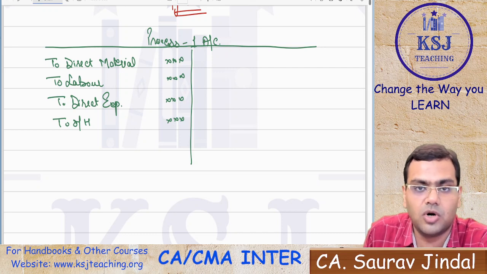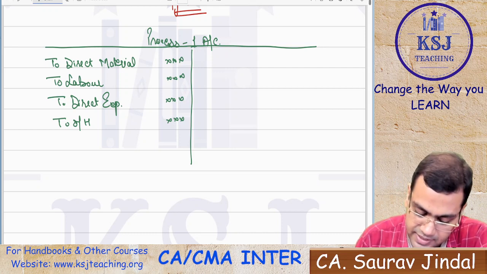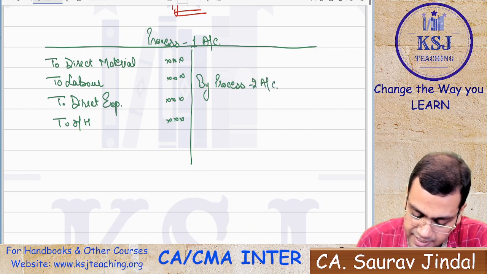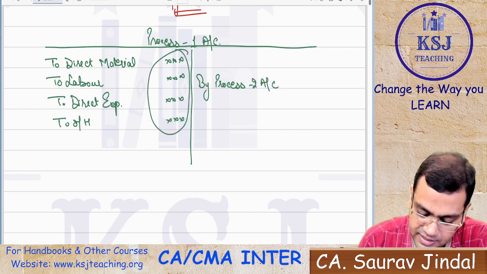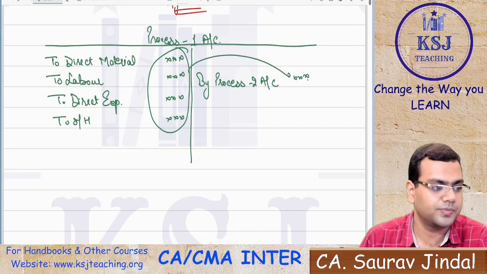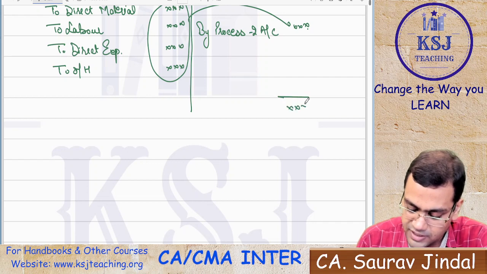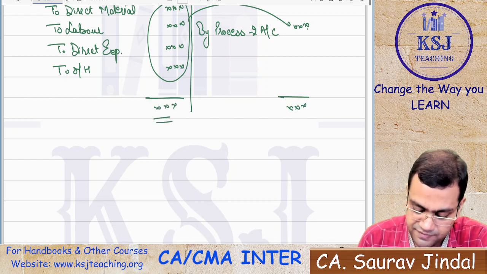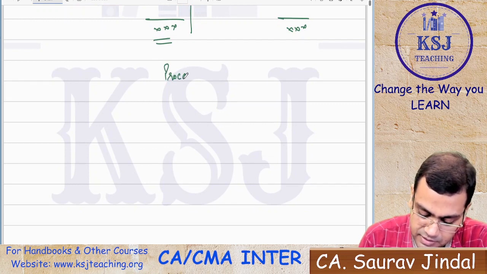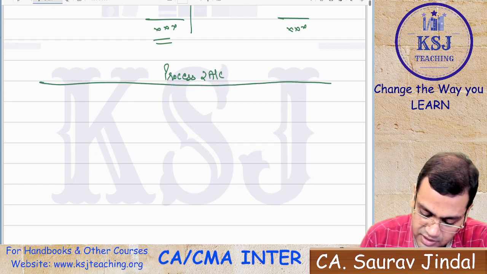From process one, the product will be transferred to process number two. Whatever the cost has been incurred here, at this cost only it will be transferred to process two, by process two account. Now, when you prepare the process two account, you have to be very careful. What is the one thing you have to be careful about?